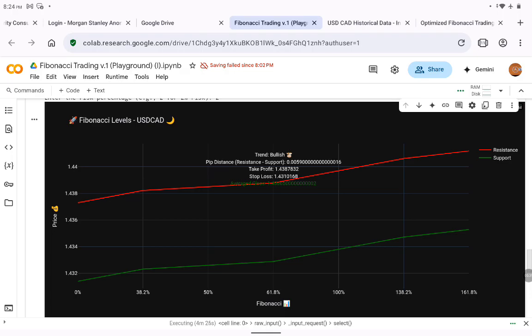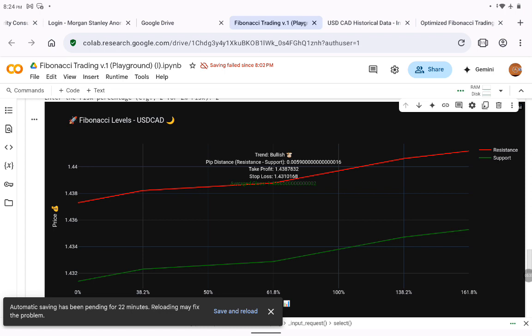You can see the Fibonacci levels on the x-axis, and the prices. What I would usually do is, first of all, take the TP, the take profit, as it shows on this visual graph.